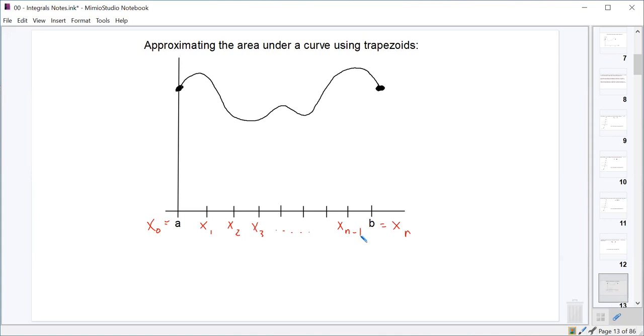And so what we're going to do now is say that we have divided this interval from A to B into n subintervals. Now there's two cases again here. One where the subintervals are all equal, and one case where the subintervals might not be. So we're going to take both cases into account here. But before we do either of those, we have to actually draw the trapezoid.